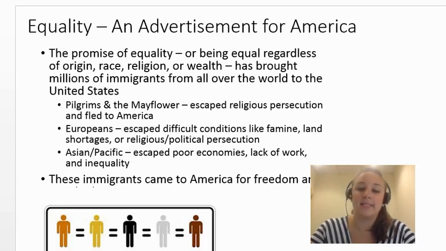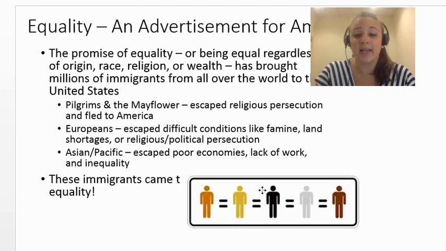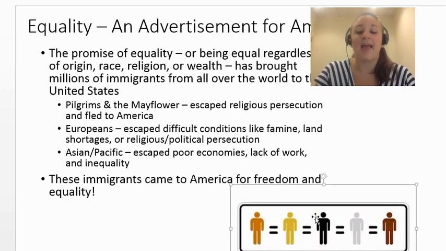And last but not least, Asian and Pacific Islanders, they wanted to come to America to escape poor economies, lack of work, and inequality. So they wanted to come here to find freedom and equality in being able to find work and being able to afford certain goods or being able to make money. So the reason why these immigrants came to America, guys, for freedom and for equality.